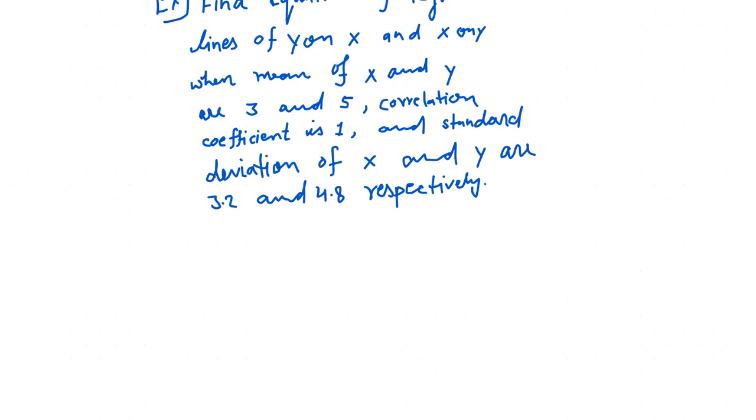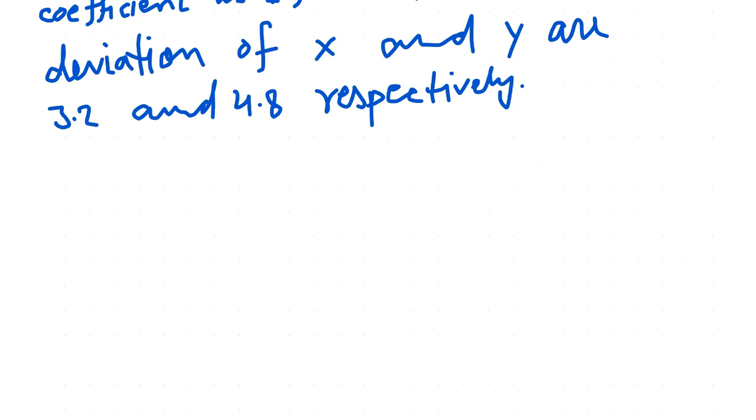And one another way I'll tell you for linear regression or regression line. If they ask you only to find linear regression or regression line, not of y on x or x on y, and they give you data, then you can find it in another way. I'm telling you after this question.